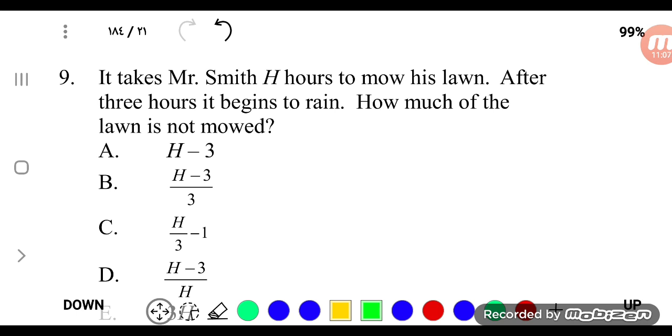Clearly this question is very easy. The whole lawn needs 8 hours. So after 3 hours, how much time is left? 8 minus 3. So this is very easy.